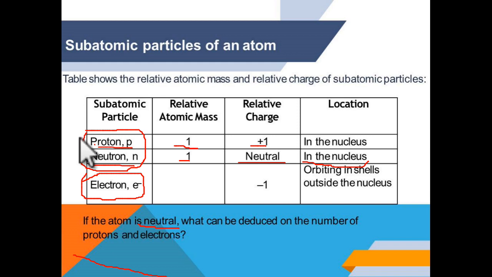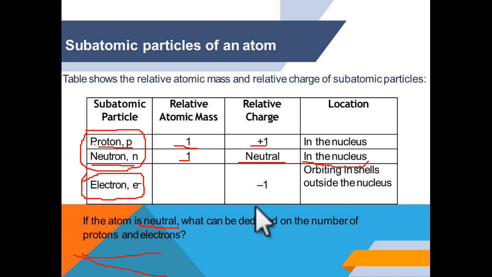I give you a very simple example. Let's say we are taking a sodium atom. If you refer to the periodic table, you will notice the sodium atom has 11 protons. So since the sodium is neutral, we can say the sodium atom will have 11 electrons as well. 11 protons equal to 11 electrons, therefore it is neutral.